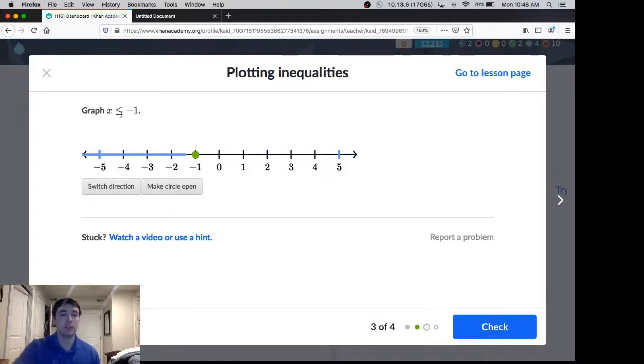It could be equal to or less than -1, so I'm not going to make the circle open. I'm going to leave that circle filled because it could also equal -1. There's my correct answer. We'll see one more example.